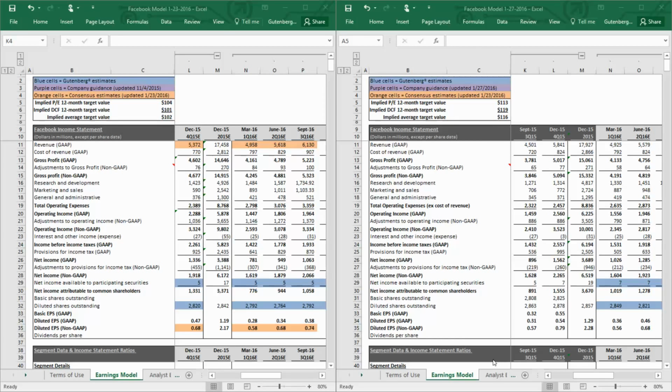Facebook's results are out, and management has just finished going through the guidance for fiscal year 2016 on the earnings call. Shares are up about 12% or so to about $105.50. In this video, we're going to take a look at that new guidance, plug it into our earnings model, and see if that price move makes sense.